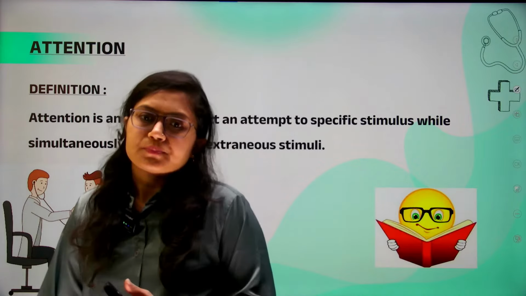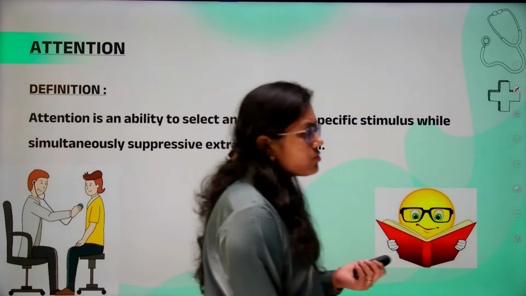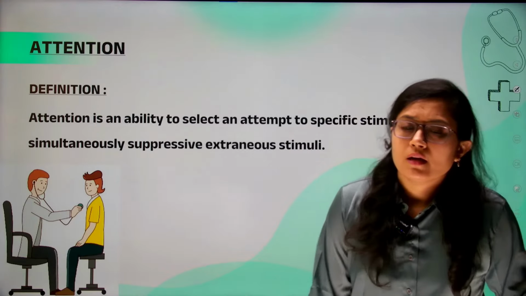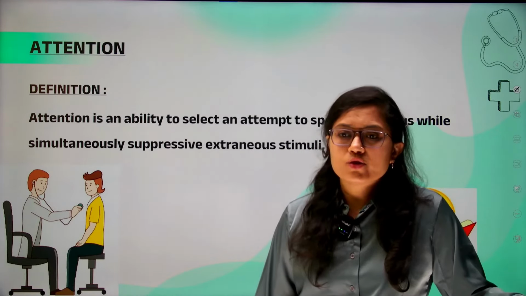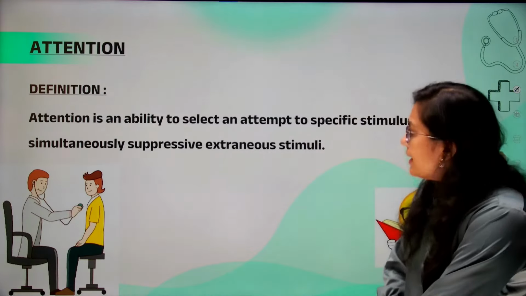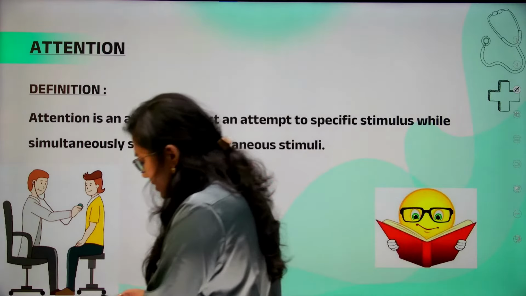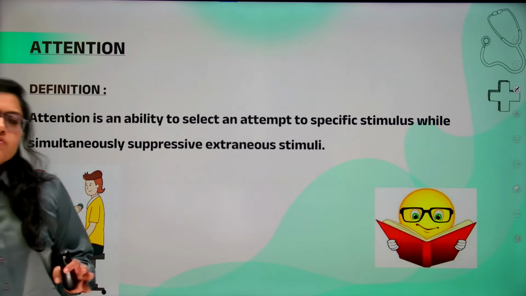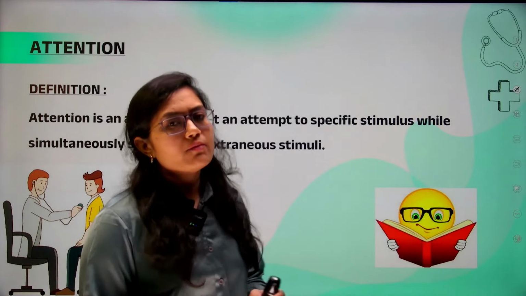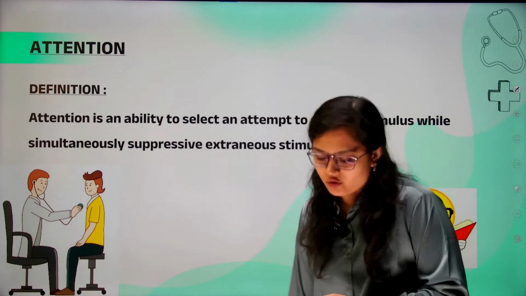Fine. Okay. Now we talk about attention. What is attention and how does it work? Basically, attention is an ability to select and attend to a specific stimulus while simultaneously suppressing the external stimuli. We are focusing on a particular stimulus and avoiding the other external stimuli. That is called attention.